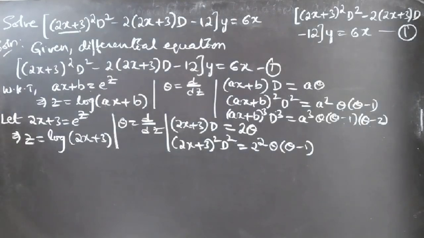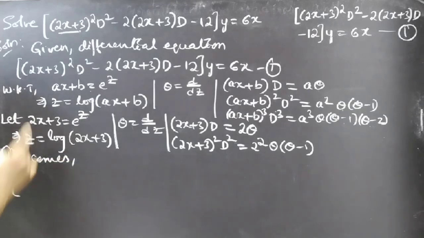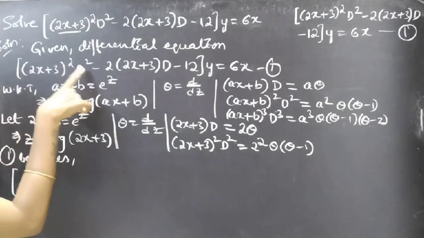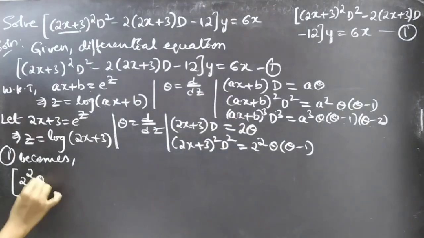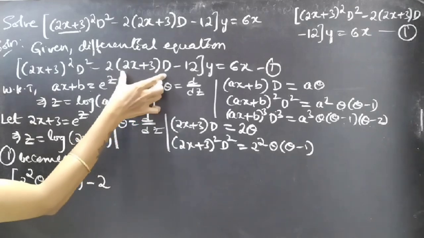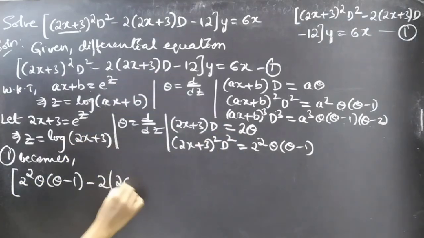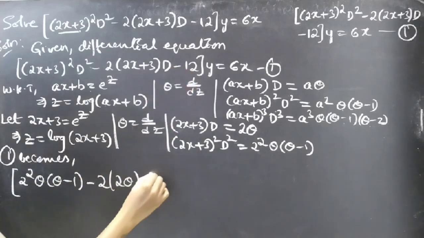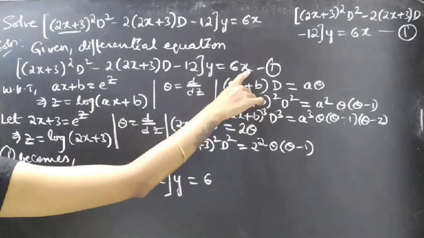Now let's make the substitution in equation 1. Then equation 1 becomes: (2x + 3)² d² can be replaced by 2² theta(theta − 1), minus 2 into (2x + 3) d, which can be replaced by 2 theta, minus 12y equal to 6 into x.